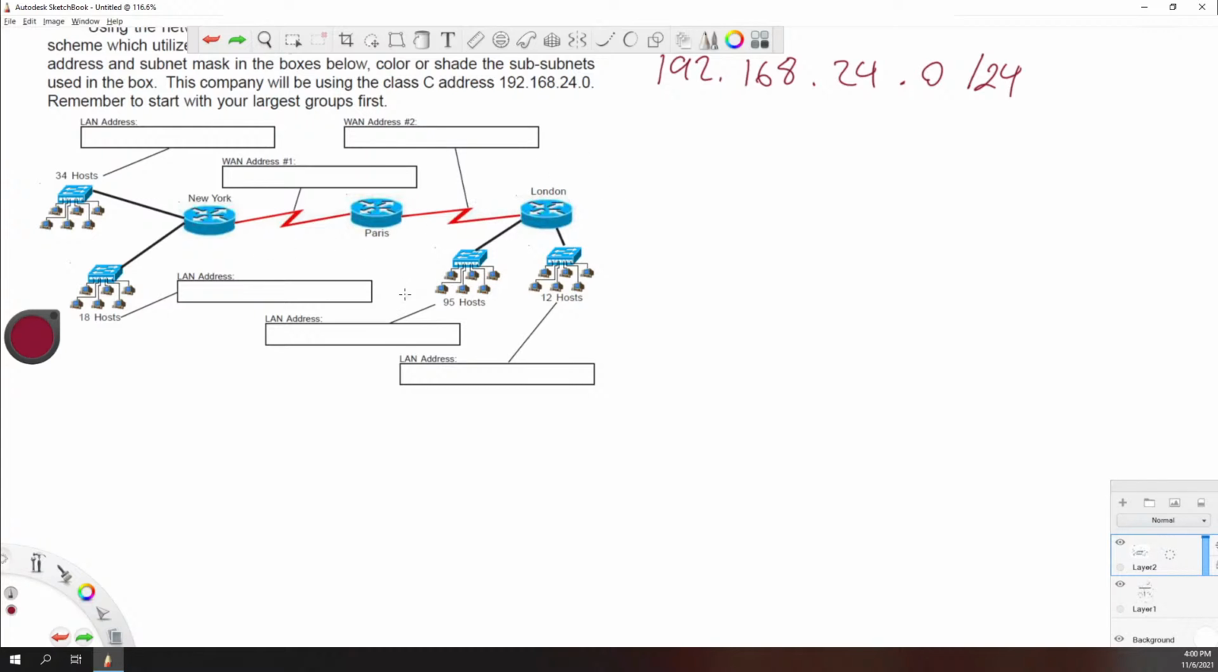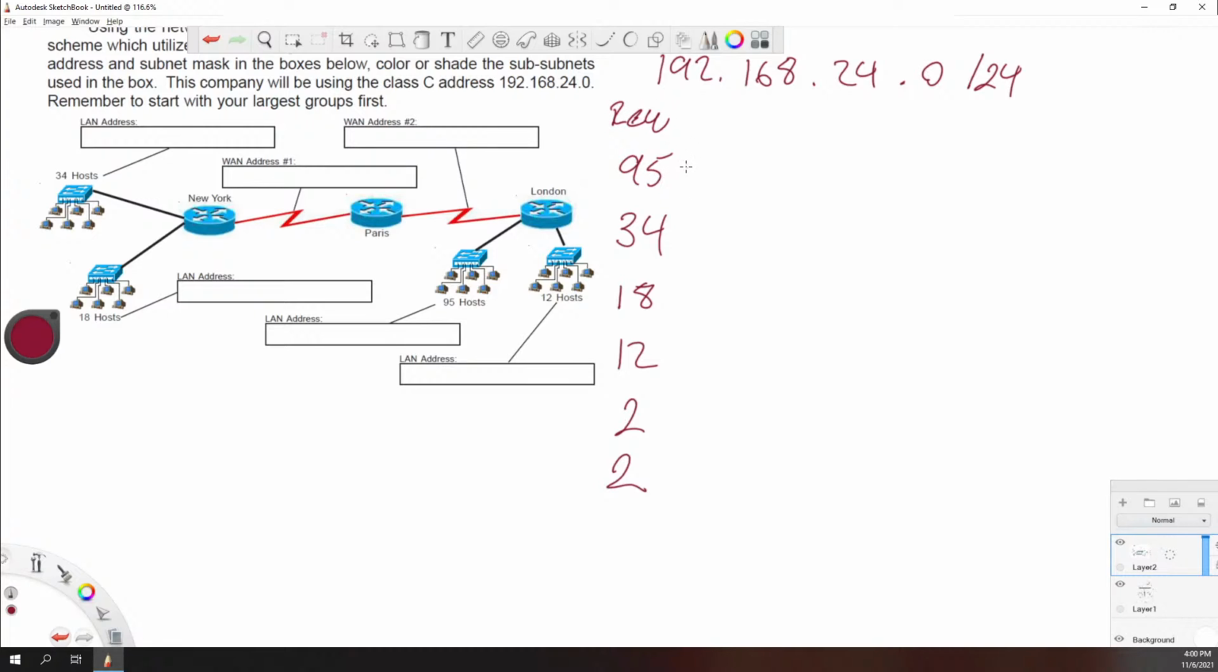We're just going to do all of our large subnets first, and then the smaller ones second. So writing this out, we need one that supports 95. We need one that supports 34. We need one that supports 18. We need one that supports 12. And then we need our 2 WAN links. I don't know why I put 4 there, but anyways, 2 and 2. So those are our requirements.